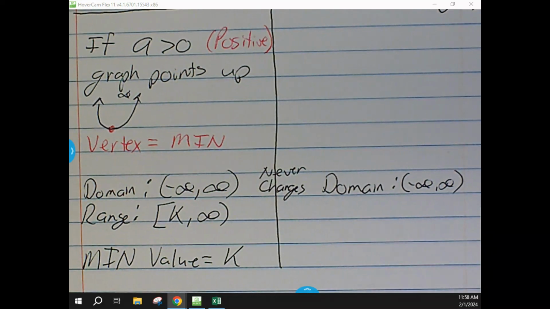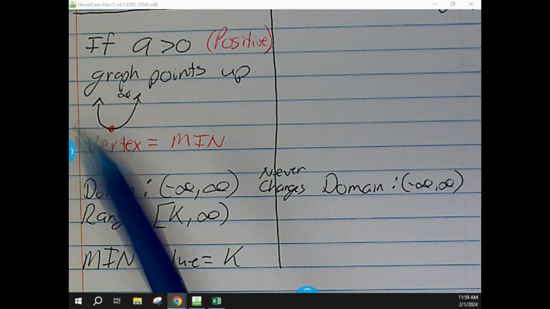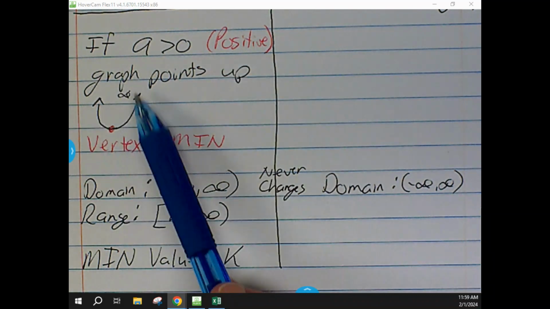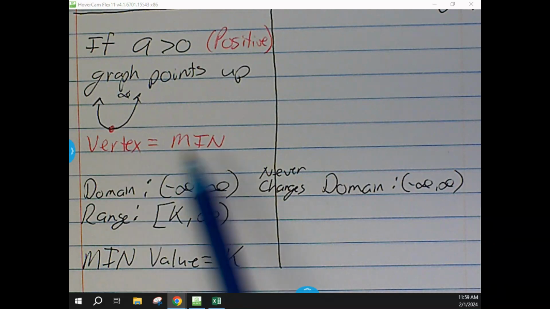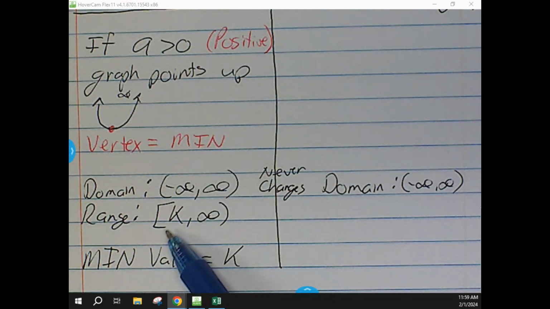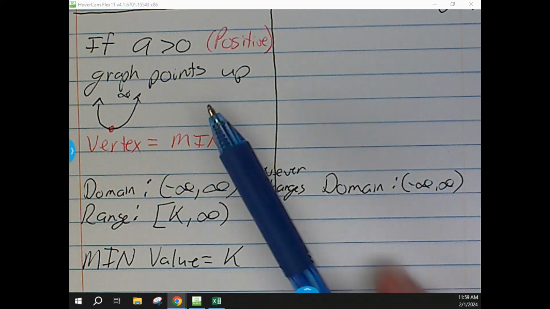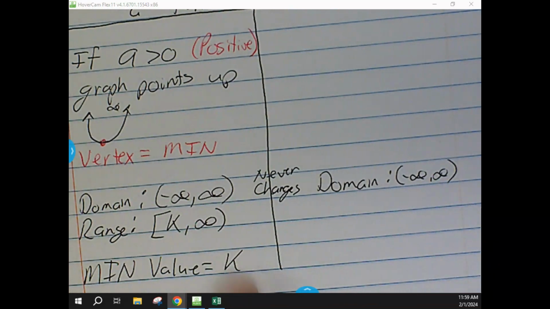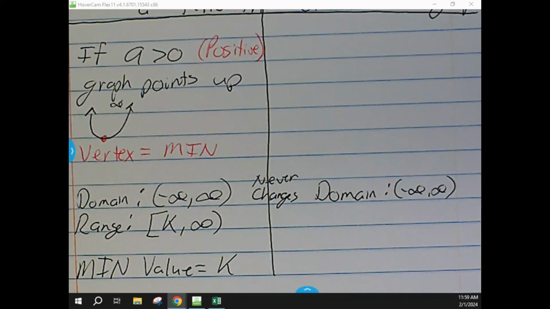Okay, and again, that's all stuff we've already done. Just make sure that we know that if the A value is positive, the graph has to look like this. We know the vertex is going to be a minimum, and the minimum value is whatever the second number is in the vertex, that's the k, which is also the number that starts the range here. So the k value that's in the vertex is this number, which is also that number. It just repeats a bunch of times as we go through this.